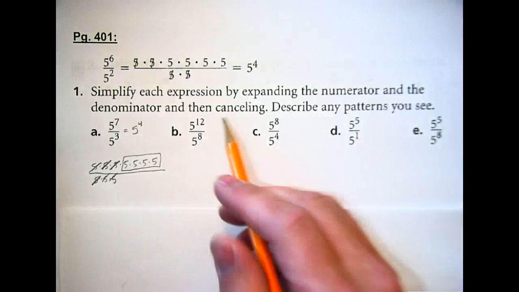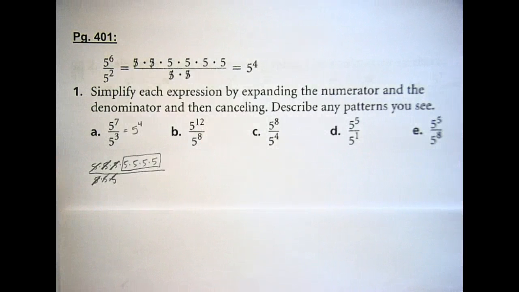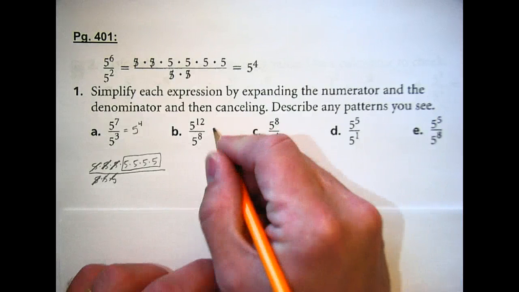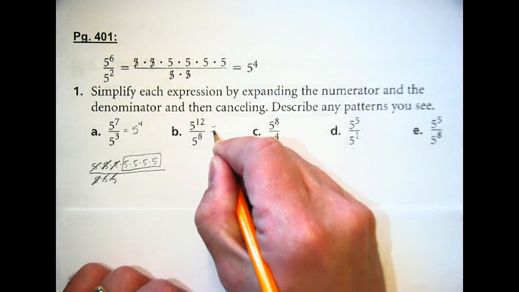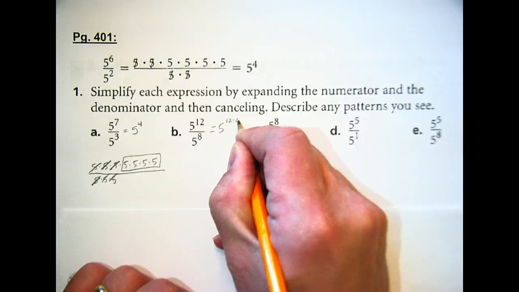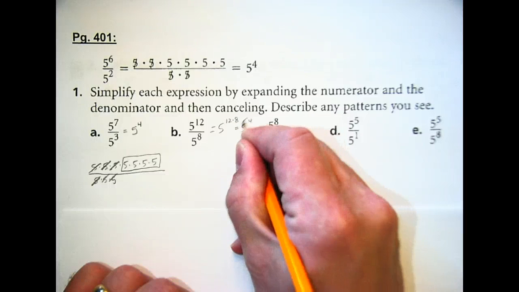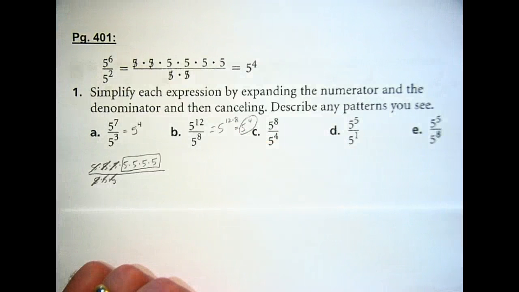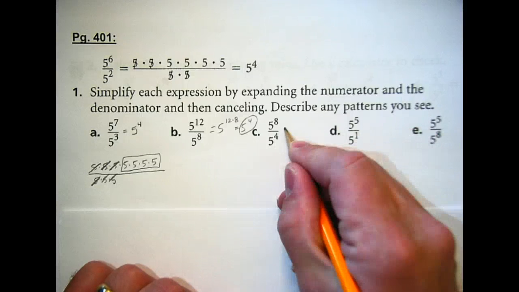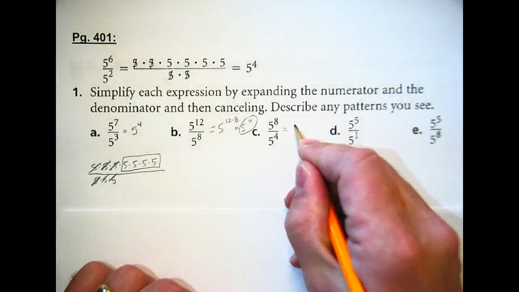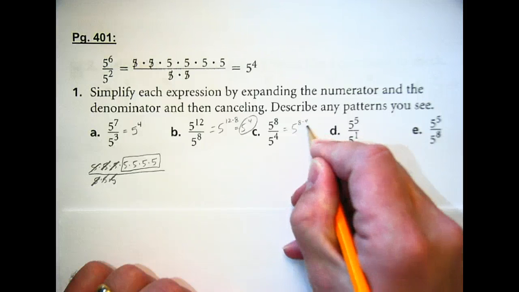Now, the shortcut, let's see if we've got someone that can give us a shortcut. Person number 5, Caleb, what do you got? For number D, I subtracted 8 from 12. So you got 5 to the 12 minus 8, which is 5 to the 4th. Hey, that's the same answer. Cool. Emily M again, what do you got? 5 to the 8 minus 4, which is 5 to the 4th.